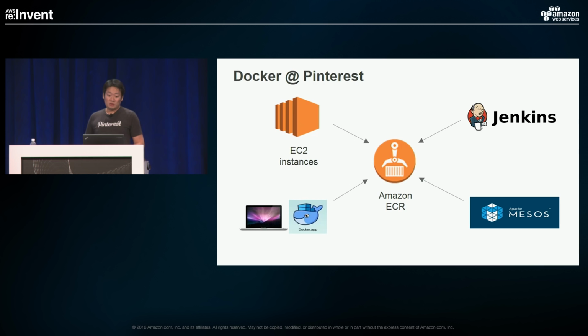The second usage is Jenkins. We also have hundreds of Jenkins slaves to build Docker images, test Docker images, and also push and tag images. The third usage is the Mac. Some developers use Docker for Mac and do some testing or development on their laptops. It's totally fine to work with ECR.